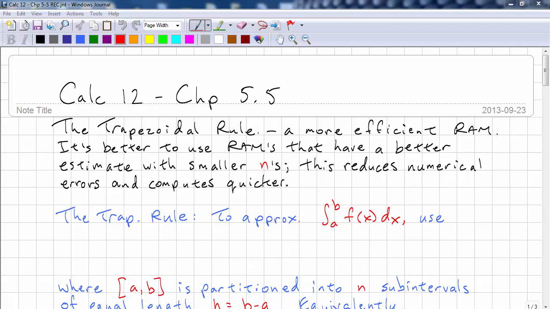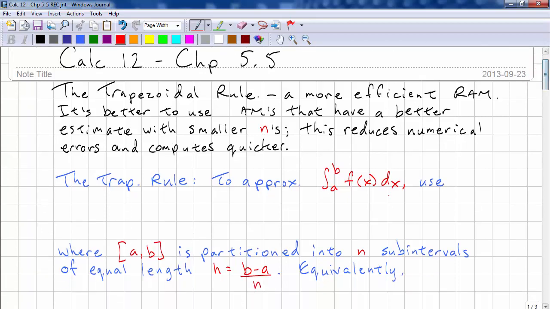It's a little bit more efficient than RAM. It's better to use approximate methods that have better estimates with smaller n's. This reduces numerical errors and computes quicker. Let's look at the trapezoidal rule.